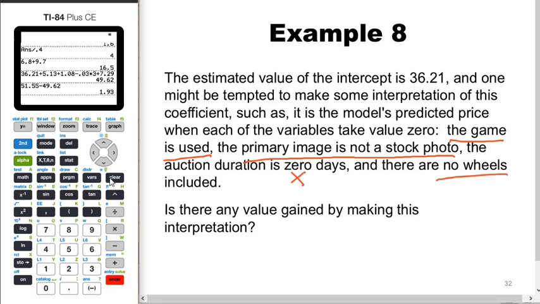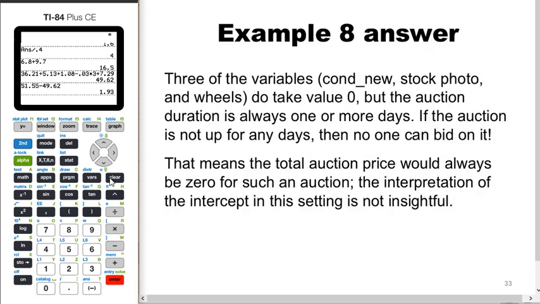So really, of these, the 0 days for the auction is a problem, because none of my data included 0 days. There's always 1 day or more. Three of the variables, the condition new, the stock photo, and wheels, can take the value of 0. But the auction duration is always 1 or more days. If the auction is not up for any days, no one can bid on it. So it would be extrapolation. So that means that the total auction price would always be 0 for such an auction. So the interpretation of the intercept is not insightful. It doesn't match any of our data.